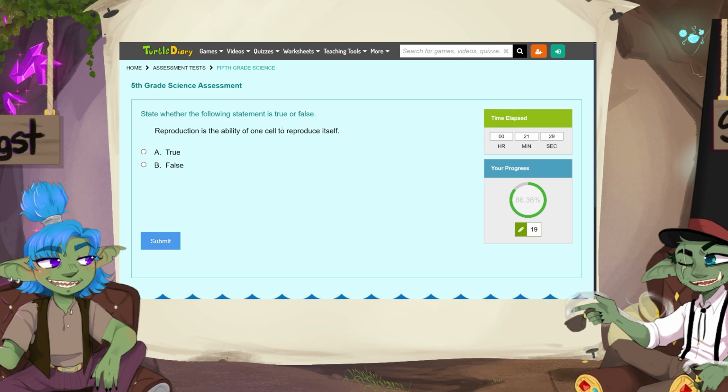Reproduction is the ability of one cell to reproduce itself. Yeah, run it, sure. Reproduction is just the ability of a cell to reproduce itself. I could see it either way, quite frankly. My problem is they say this one cell. Yeah, that's where I'm getting stuck, because even if it splits into two, each of those two.